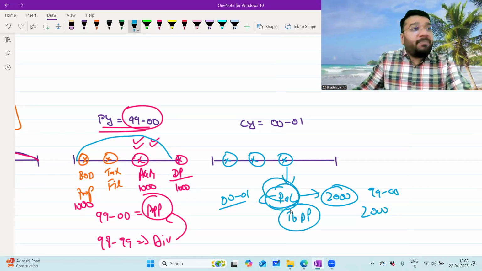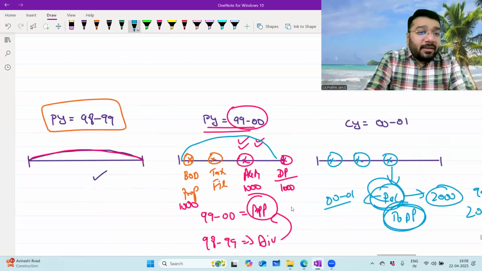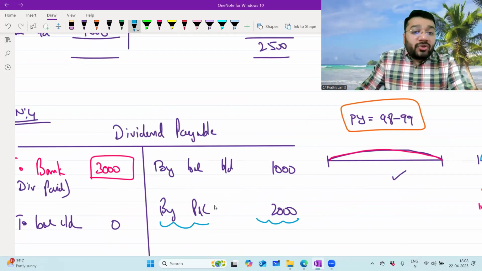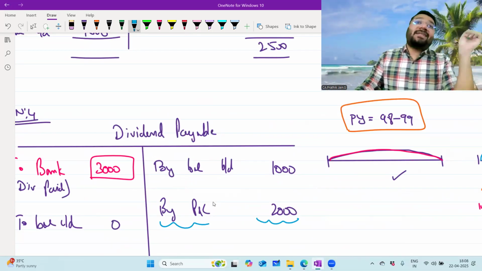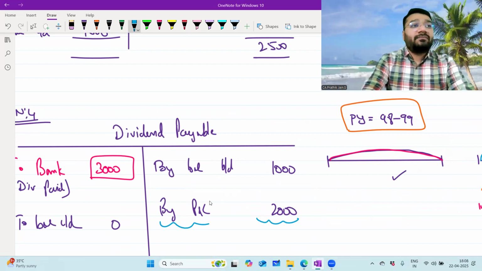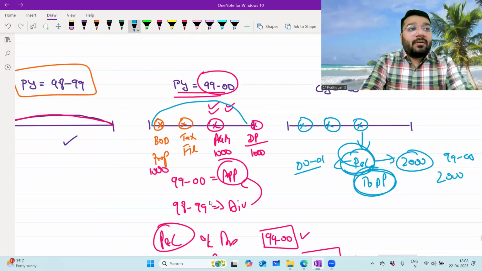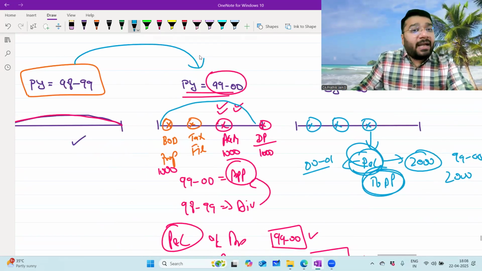What is entry? P&L account debit to dividend payable. So in dividend payable account, what will be the posting? By P&L. That is what I did here. By P&L 2000 rupees. Any problem? So this is current year dividend. Current year dividend approved, but of the previous year. Correct. Technically, you distributed the profit of 99-2000.